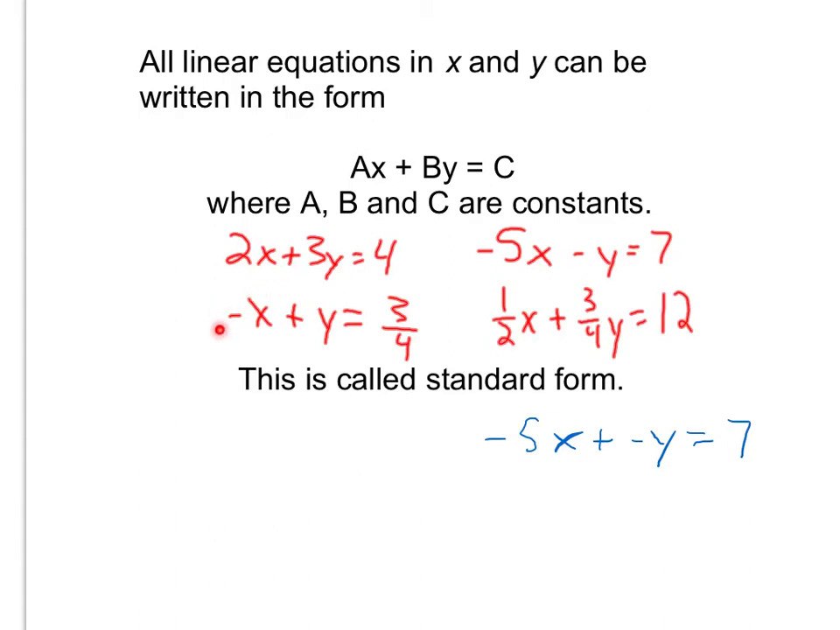Okay, here in this one, negative x plus y equals 3/4. My a is negative 1, my b is positive 1, and my c is 3/4. And the last one, again standard form, my a is 1/2, my b is 3/4, and my c is 12. Okay, again, this is just called standard form when you have x and y on the same side. Alright? Okay, let's go on to another example.